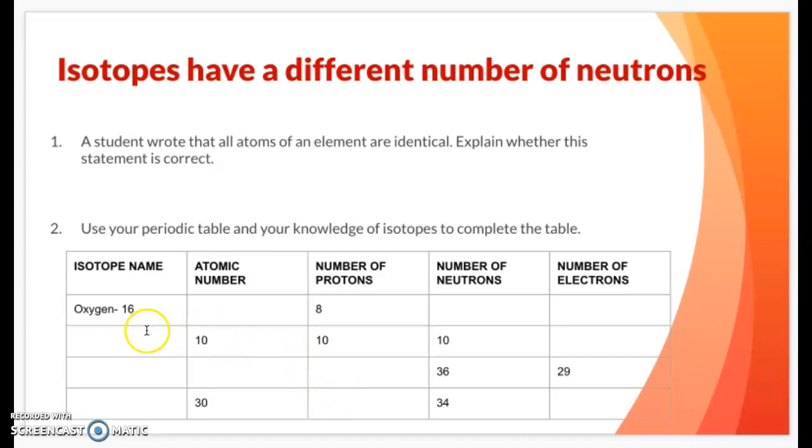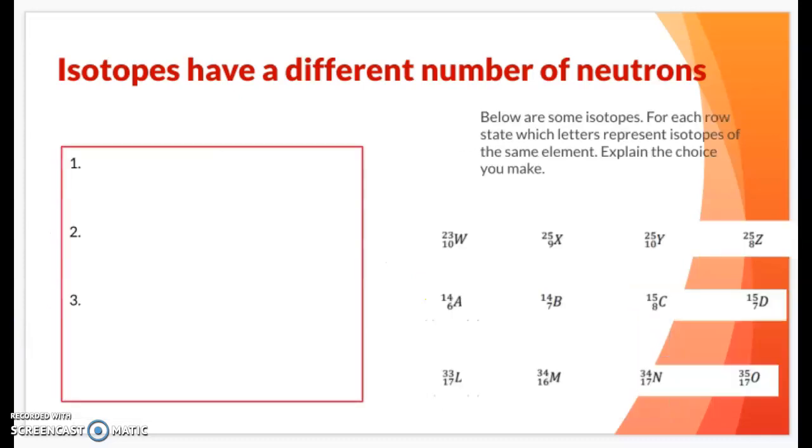Now, same deal here. You're going to do the same thing with your oxygen. What's the atomic number? How many protons? How many neutrons do you have? And the amount of electrons, just as a nice foundation over here, okay? Now, another go at applying our understanding of isotopes.